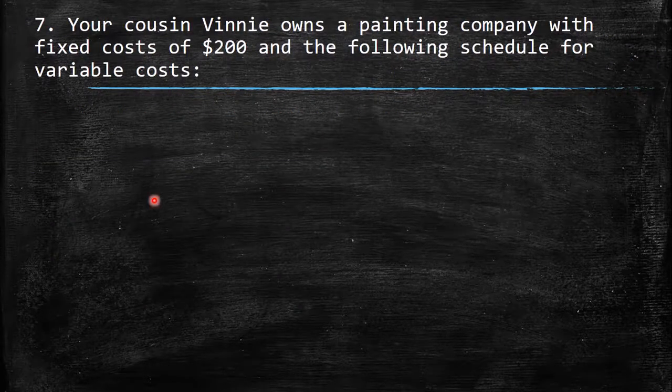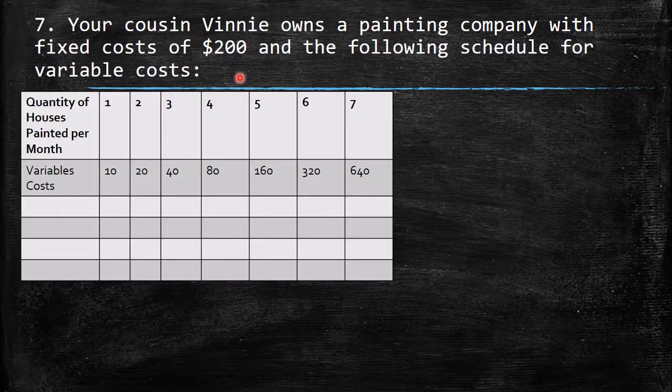The seventh question says, your cousin Vinny owns a painting company with a fixed cost of 200 and the following schedule for variable costs. Here we have the table, with the quantity measured in houses painted per month, from 1 to 7 houses, and here we have the variable cost. So the variable cost, as with the pizzeria, were the ingredients.